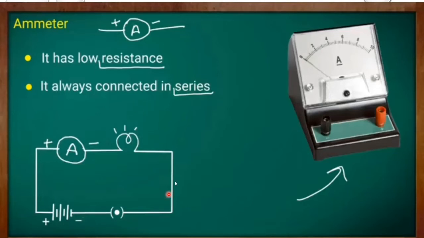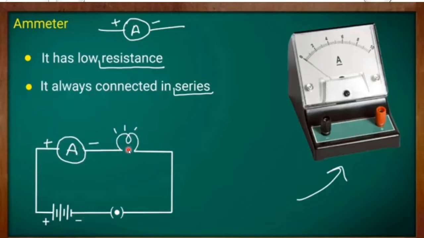Now, here I have got a simple circuit. I hope all of you have already learned some of the electric appliances which are represented with symbols. This is a bulb, this is a plug key, and this is a cell or a battery. Now, since I have said the ammeter has to be connected in series, see here the positive end of the battery is connected to the positive end of the ammeter and the negative end of the battery is connected to the negative end of the ammeter. So it is in series with respect to the bulb.